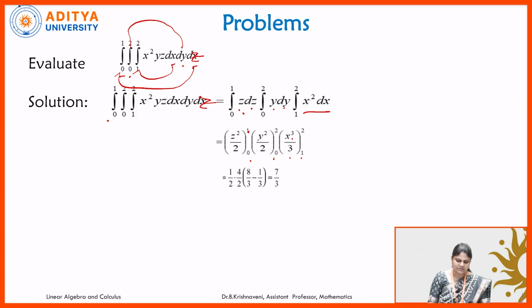Substituting the limits in each case: the first one, upper limit is 1 by 2, lower limit is 0. Second, upper limit is 4 by 2, lower limit is 0. And in the third, 2 cubed by 3, that is 8, minus the lower limit x equal to 1, which is 1 by 3. Simplify, and you get the answer, that is equal to 7 by 3.